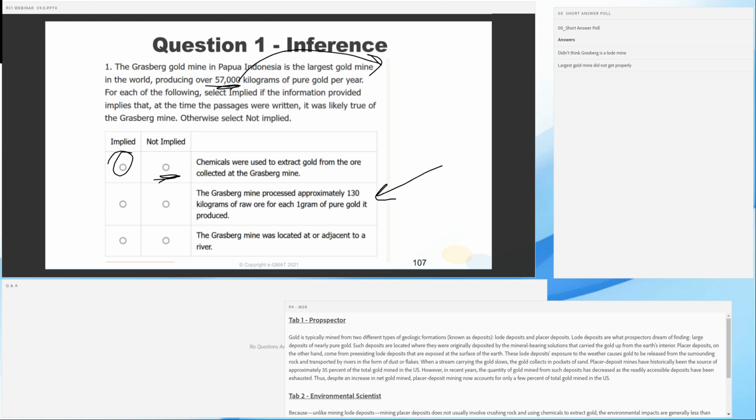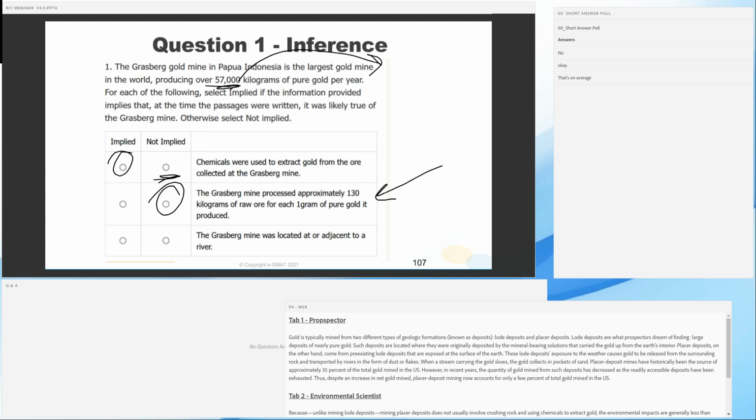Over here, can we say that whatever is true for lode mines in general is true for this particular mine? Yes or no? No. So this is not implied. Remember, this is the largest mine in the world. What you're given is, on average, lode mines do this. This is the largest mine. Can you really say this is going to do that? Absolutely not. You cannot put $100 over there and say that.